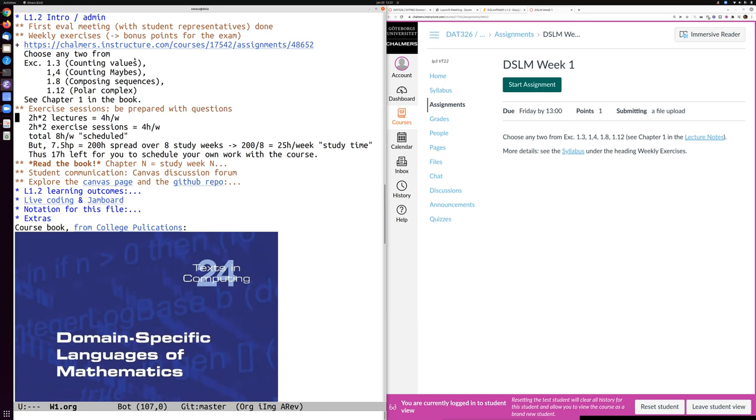Anyway, the counting here of the exercise sessions heading is saying that basically if the course is 7.5 credits, the standard way of counting that means 200 hours. The course is basically 8 study weeks, meaning 25 hours per week.